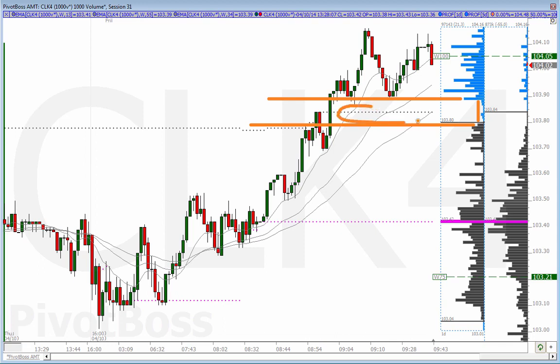So right here, there is zero interest to do business. That's why you see no volume. So when price shoots higher and comes back, this is the spot that gets absorbed, right there at the top of the ledge. So this is the first chance here, here, and here. This is 103.88 to 103.92 right there being absorbed.